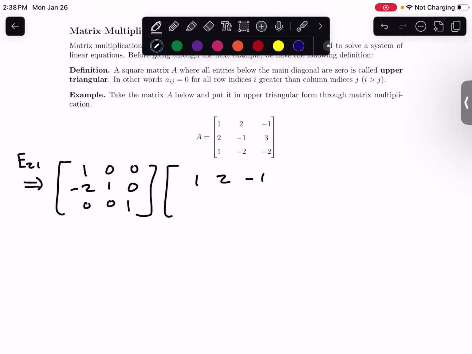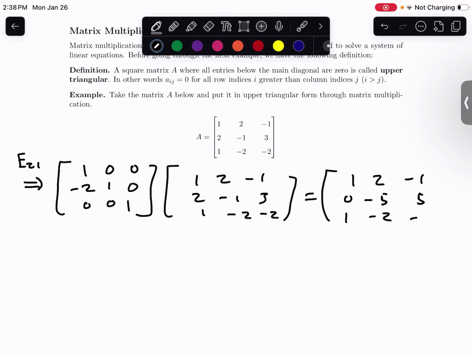So this is 1, 2, -1, 2, -1, 3, 1, -2, -2. Upon performing this multiplication, this was 1, 2, -1, 0, -5, 5, and the last row stays the same. If we want to put it in upper triangular form, the entries of the matrix need to be 0 whenever the row index is greater than the column index. So the 2,1 entry should be 0, and it is 0 now. But we also have the 3,1 entry and the 3,2 entry. We need to make both of these equal to 0 as well.